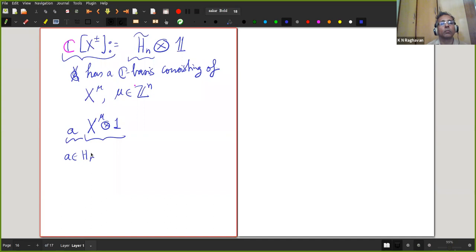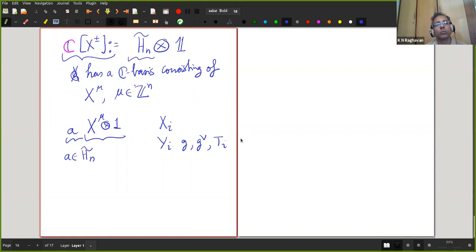So it could be Xi, it could be Yi, it could be G, G check, Ti, etc. So is it like a regular representation? It's sort of acting on itself? No, because I have killed. See, it's not a regular representation because I have... See, this is a tensor. See, I'm killing.